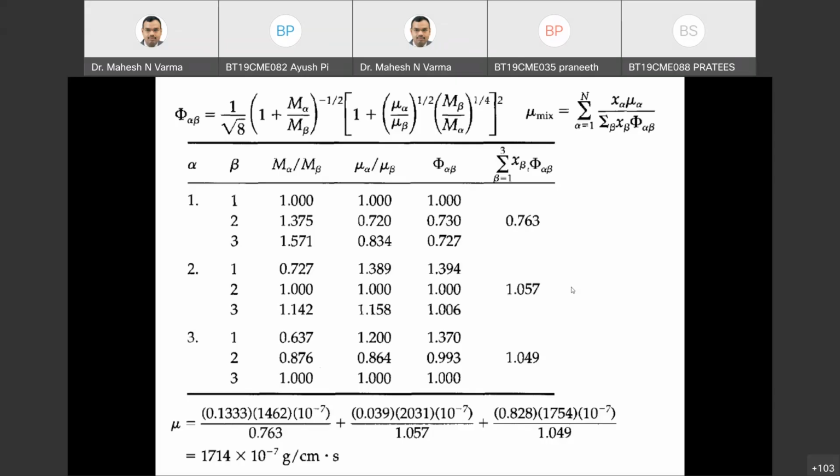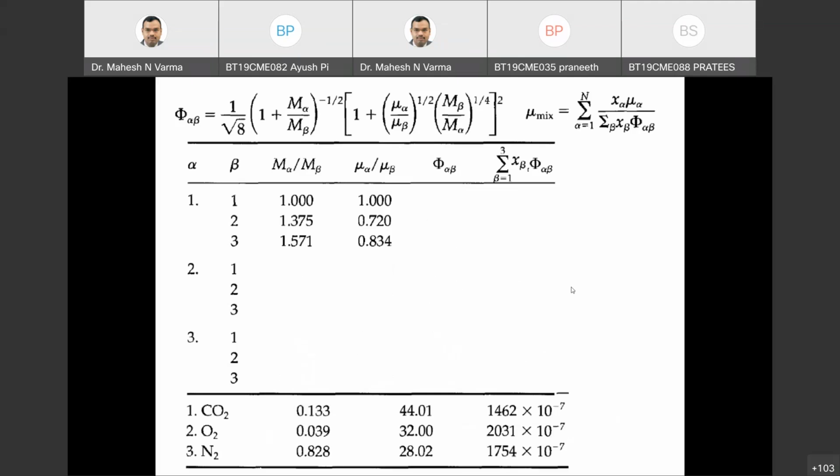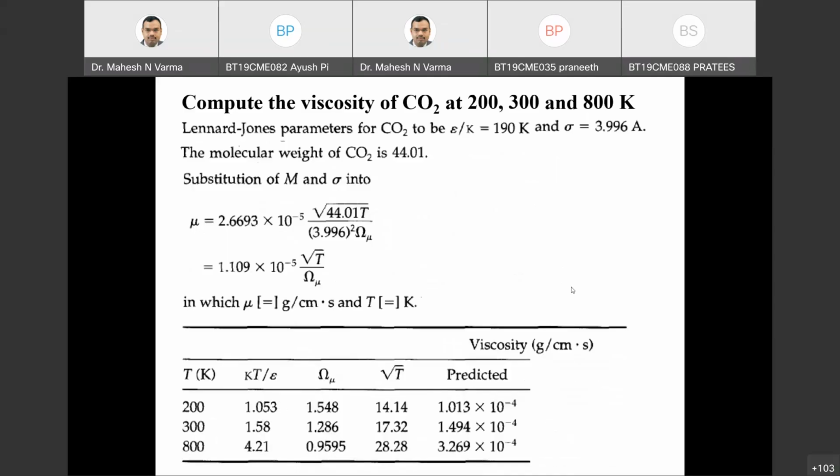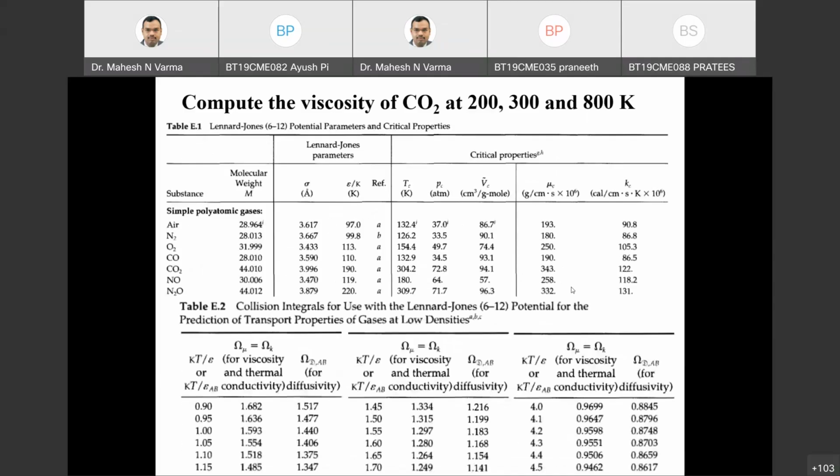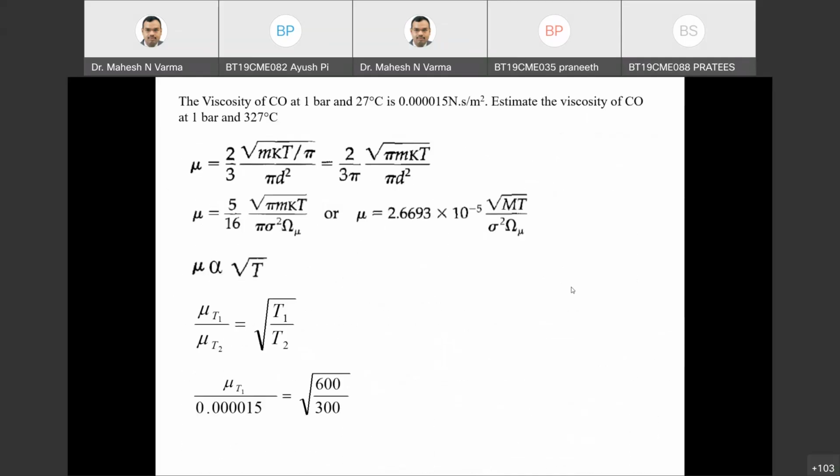The Maxwell-Enskog equation tells us, as he has assumed from the kinetic theory of gases, for low density gases, that molecules are spherical particles with negligible interacting forces. With that he derived this Maxwell-Enskog equation. This is the Maxwell-Enskog equation.